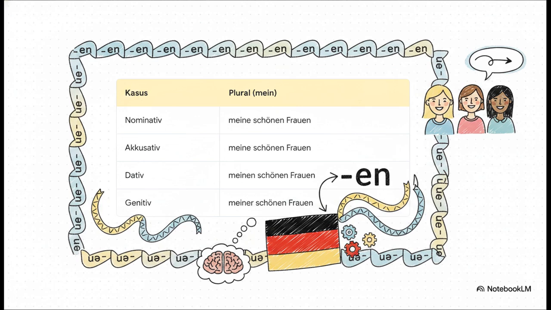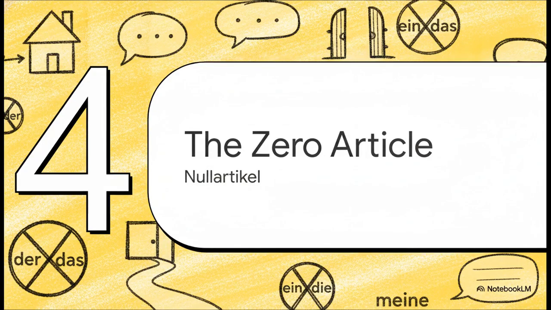It is a beautifully consistent, solid wall of en endings across all 4 cases. Nominative, accusative, dative, genitive. They all just use en. It's a huge relief. Once you know it's a plural possessive, you don't even have to think about the case. Just tack on an en and you are perfectly correct every single time. Which brings us to section 4, using the null article, or the zero article.